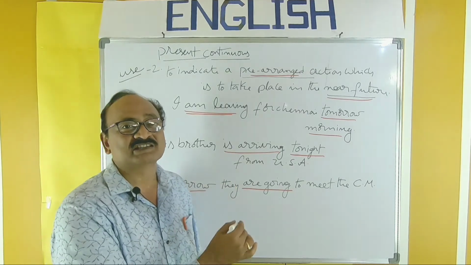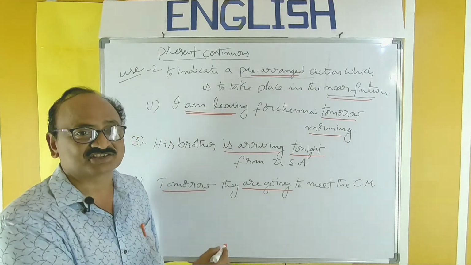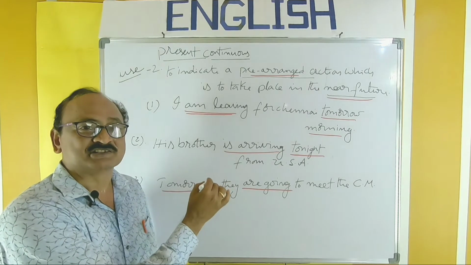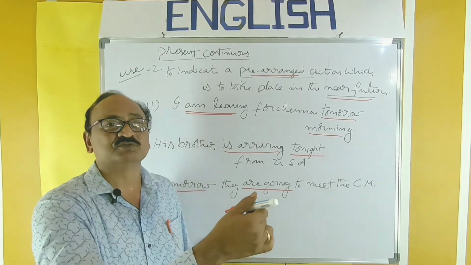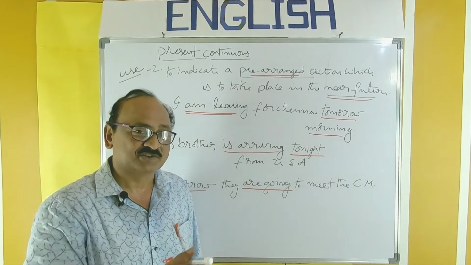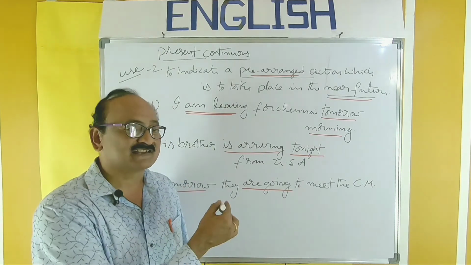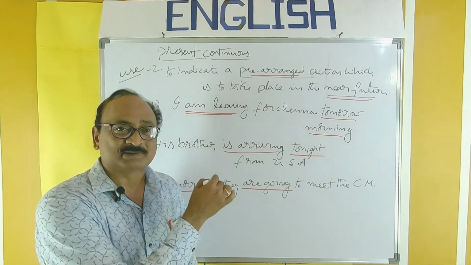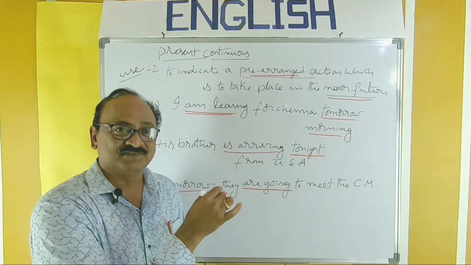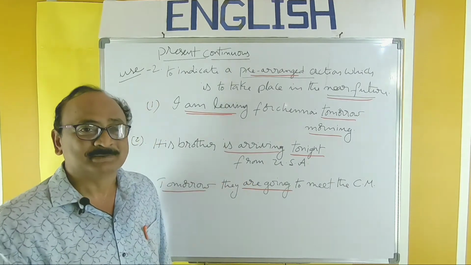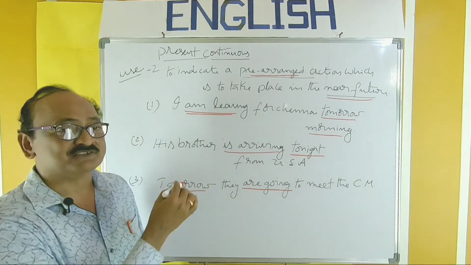Whenever you want to express a near future action, simply you can use this present continuous instead of going to or the future tense. You can use future tense also in this context, but it looks nice if you use present continuous, particularly for a near future action. So that is present continuous, the second usage.